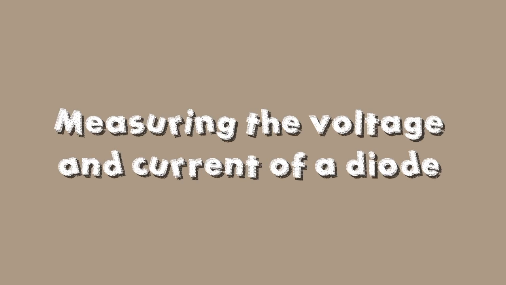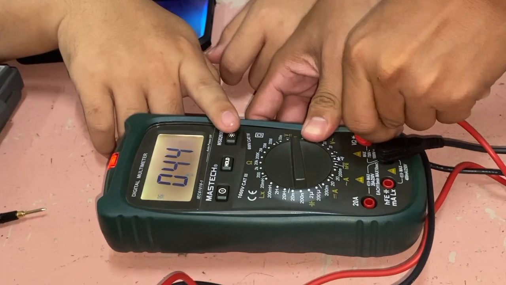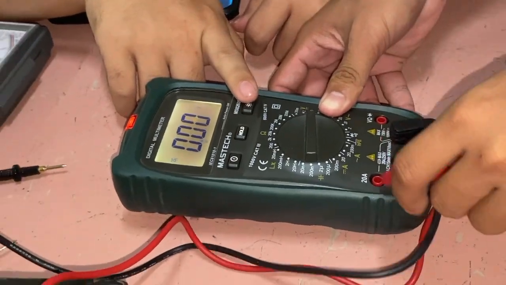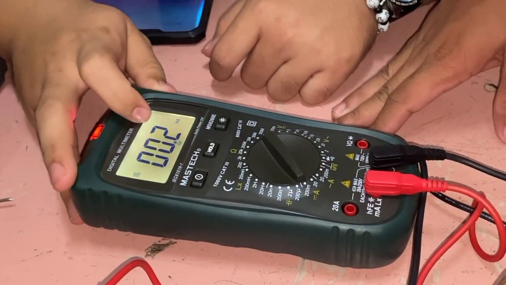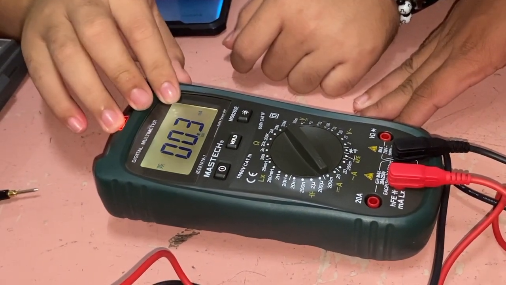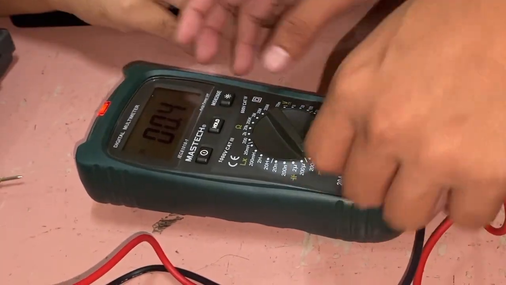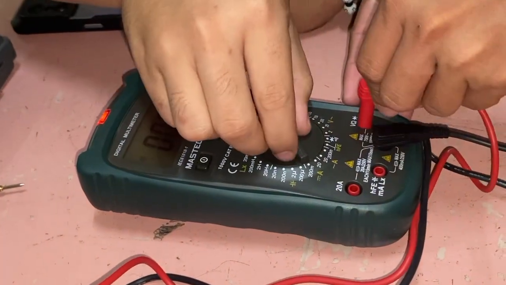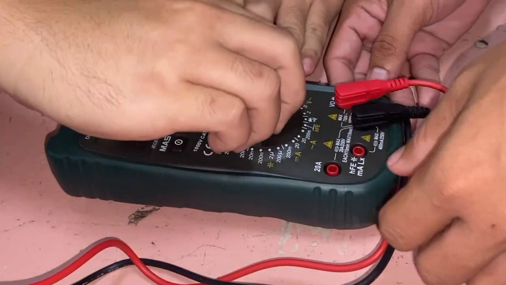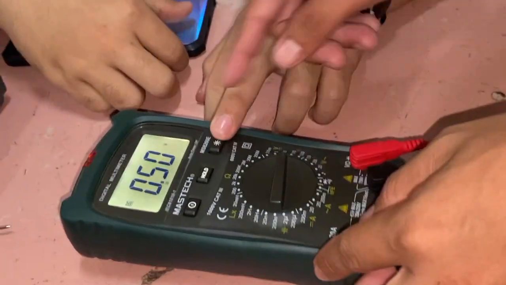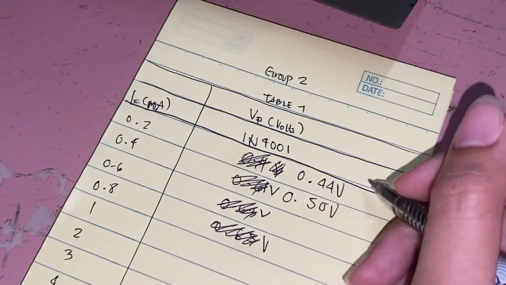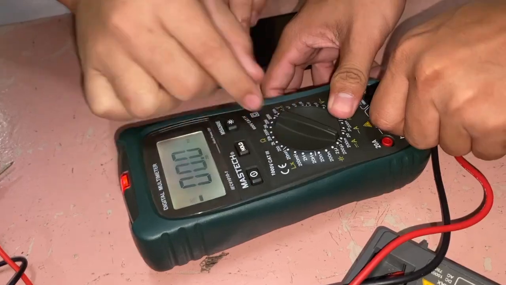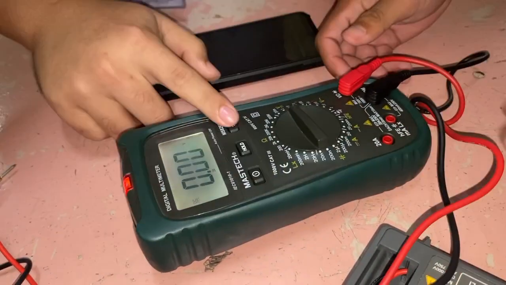Measuring the voltage and current. Since the current is given in this experiment, we set the digital multimeter to 200 milliamps and measure the current first until it gives 0.4 milliamps. After fixing the current, we switch the multimeter to 20 volts and measure the voltage across the diode, and it shows 0.50 volts. Repeatedly, we do the same steps until 5 milliamps.